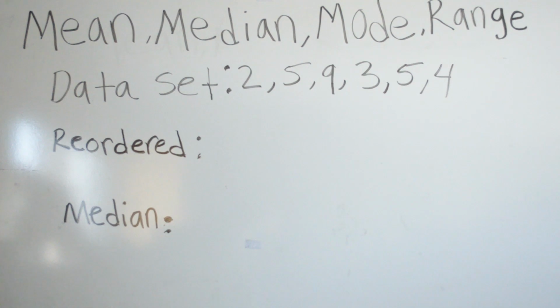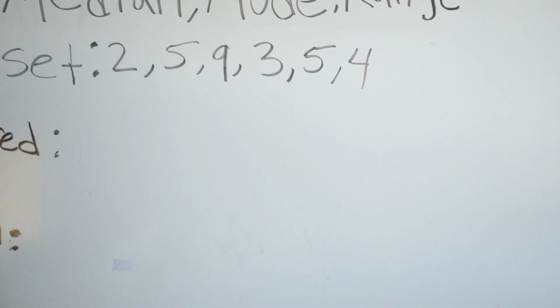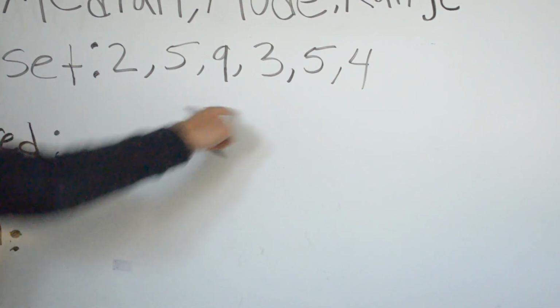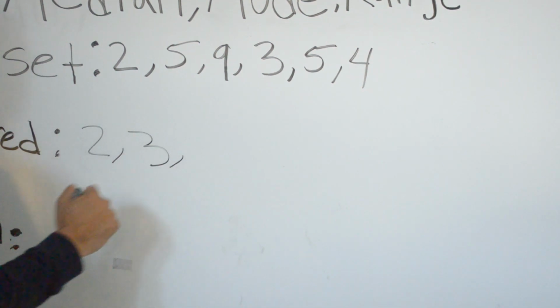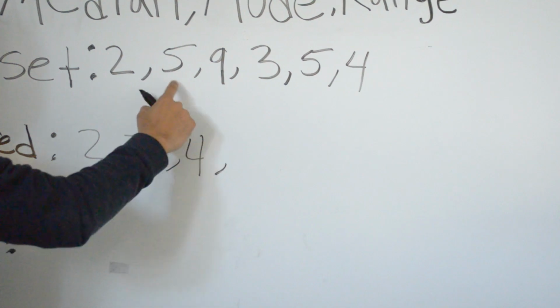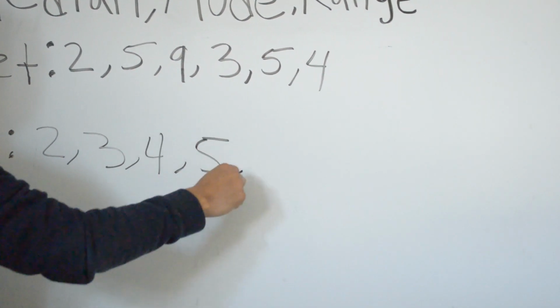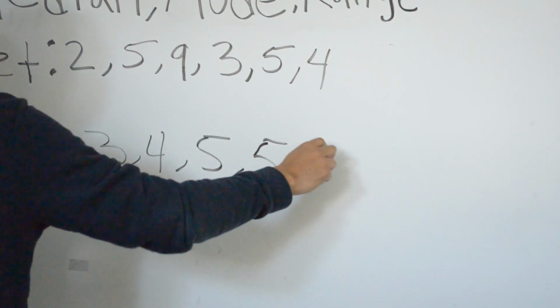Now we are continuing with the median, but this time we are giving you an example with an even number of elements, meaning we have 1, 2, 3, 4, 5, 6. We still do the same step, we have to reorder it from least to greatest. So in this one, our least number is going to be 2. The second least number is going to be 3. The next number will be 4. The next number will be 5. We have another 5. And then we have our last number, 9.